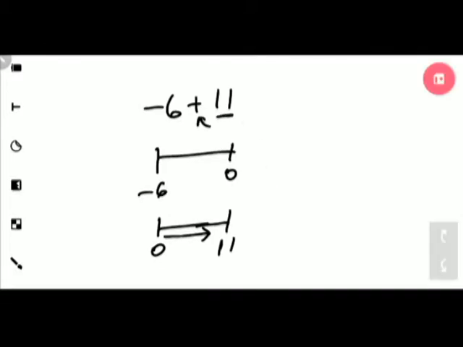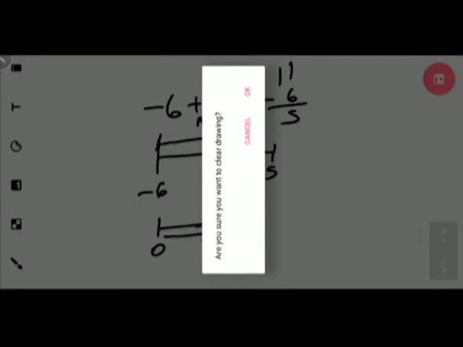Since we're adding, we don't need to change anything. So with this 6, since that's our starting point, we're going to go that direction 11 spots. We know that 11 is greater than 6, so we have to cross the 0. Then all we have to do is find the difference between these two. And we know that this ends at 5. Seems pretty simple. Let's go with something a bit harder.